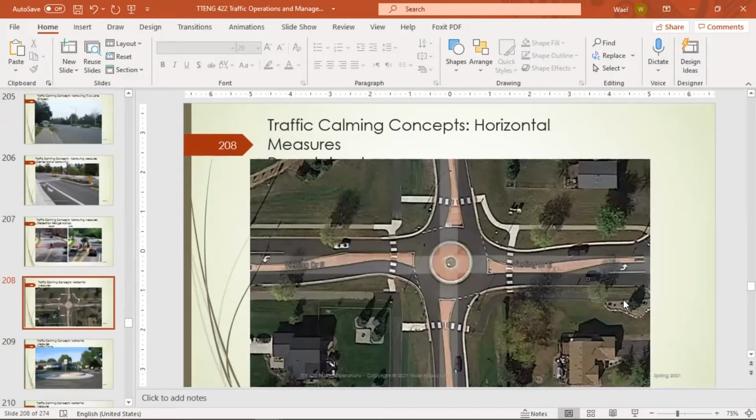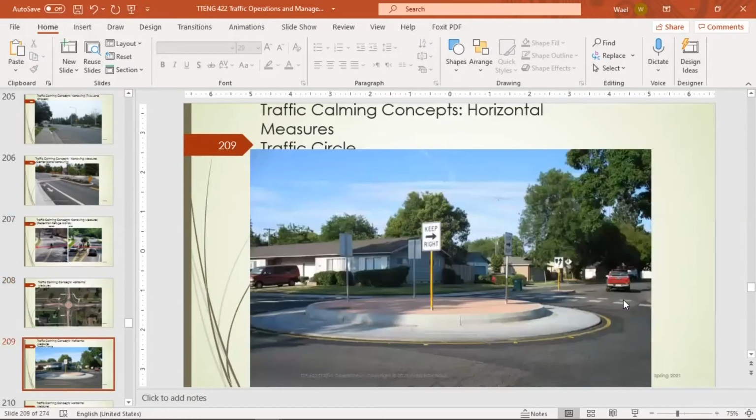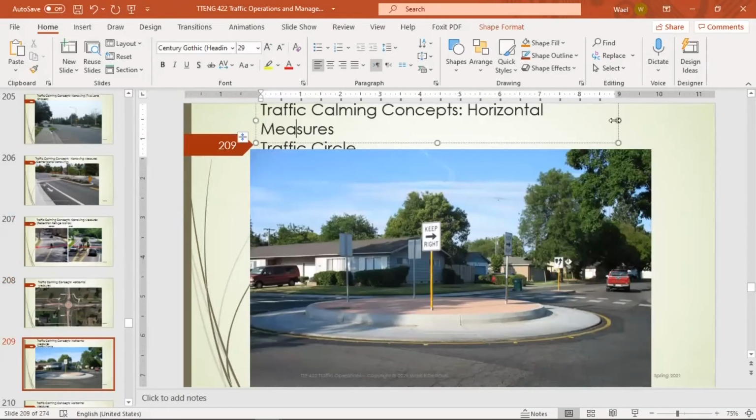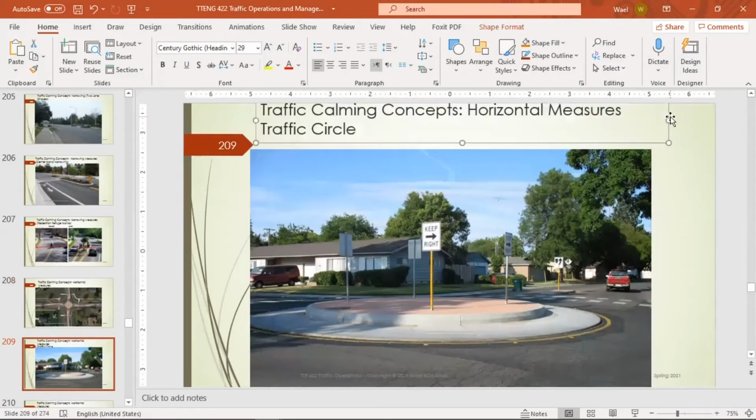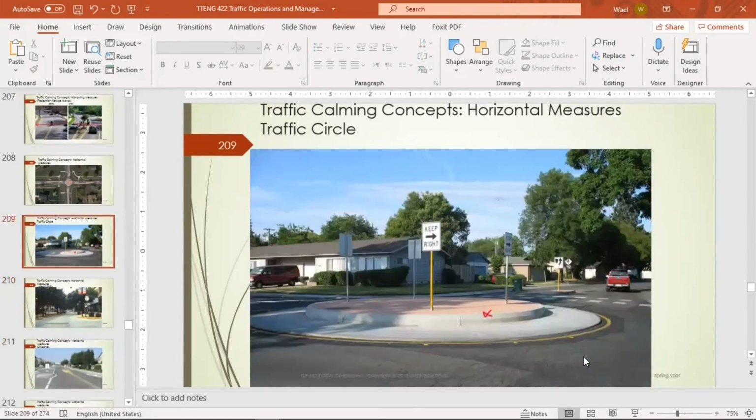And these are traffic roundabouts. Okay, these are traffic circles, which is basically not a roundabout, but it has a circular shape like this, and this is what we mean with traffic circles. And sometimes we don't have this raised island, just painted on the pavement. Okay.